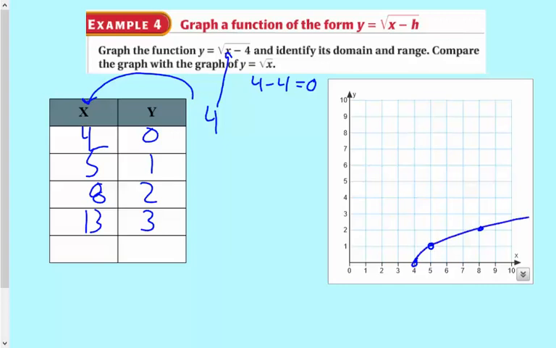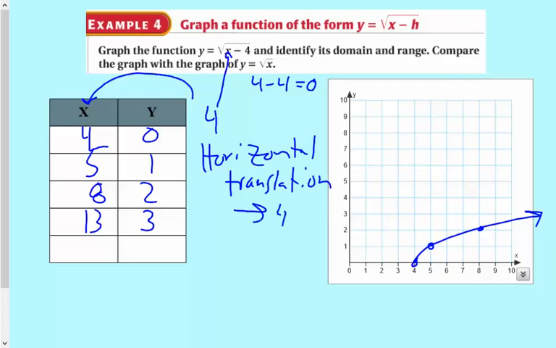And you can see there, this graph is a horizontal translation to the right 4. Now notice it's negative 4 here, but it moved to the right 4. So that's kind of interesting. It's opposite. We've seen this happen before. So the domain now, x has to be larger than or equal to 4.